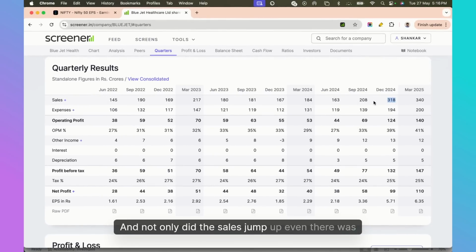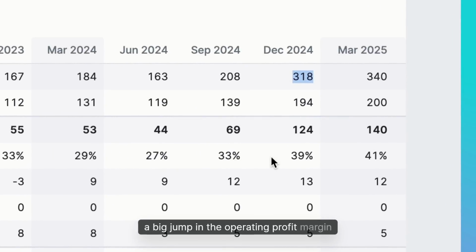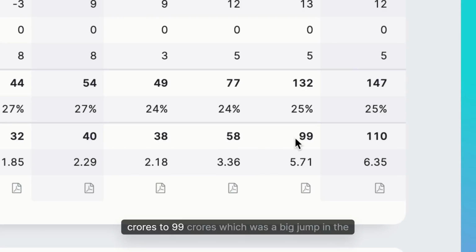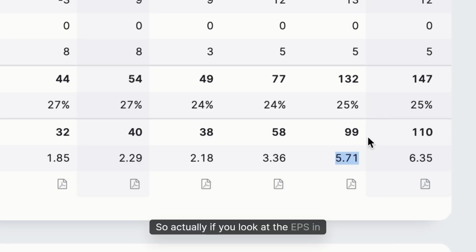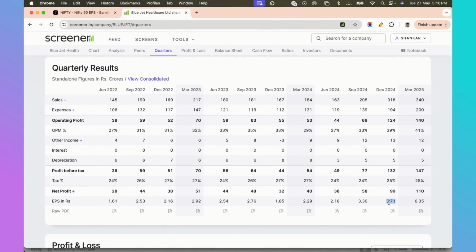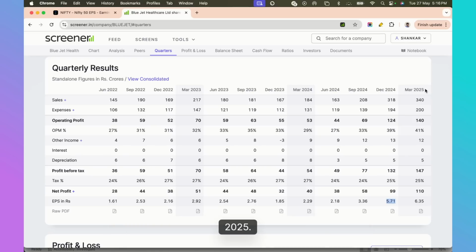And not only did the sales jump up, there was also a big jump in the operating profit margin, and obviously the net profit went up from 58 crores to 99 crores, which was a big jump in the EPS also. So actually, if you look at the EPS in Q3 of FY24, it was 1.85 and had jumped up to 5.71. So that's a 3x kind of a jump. And they repeated that performance in March of 2025, and the EPS is at 6.37.